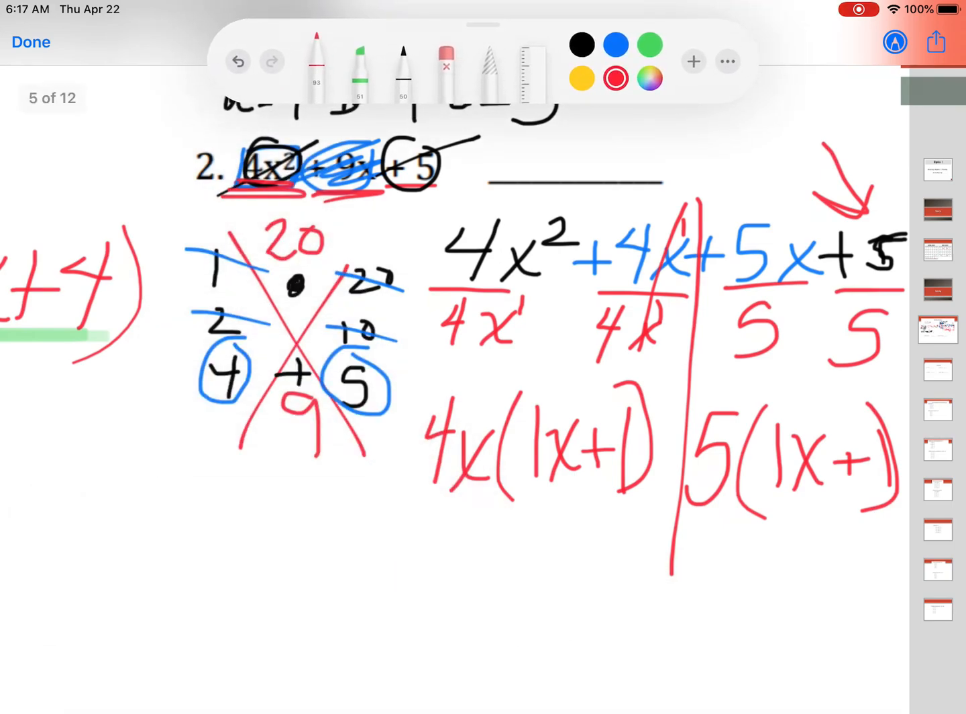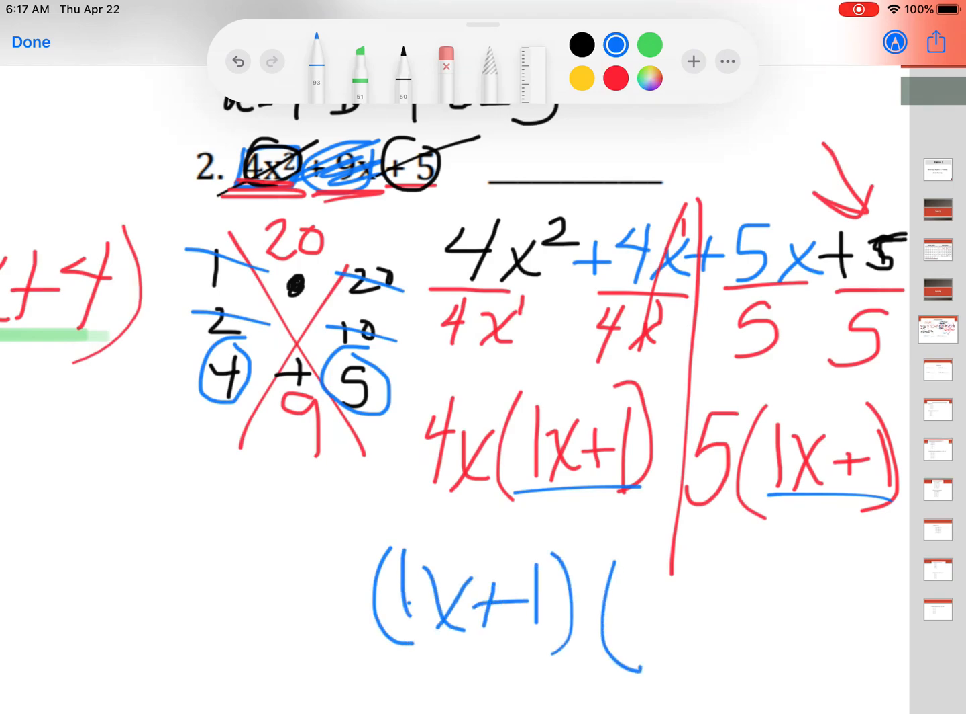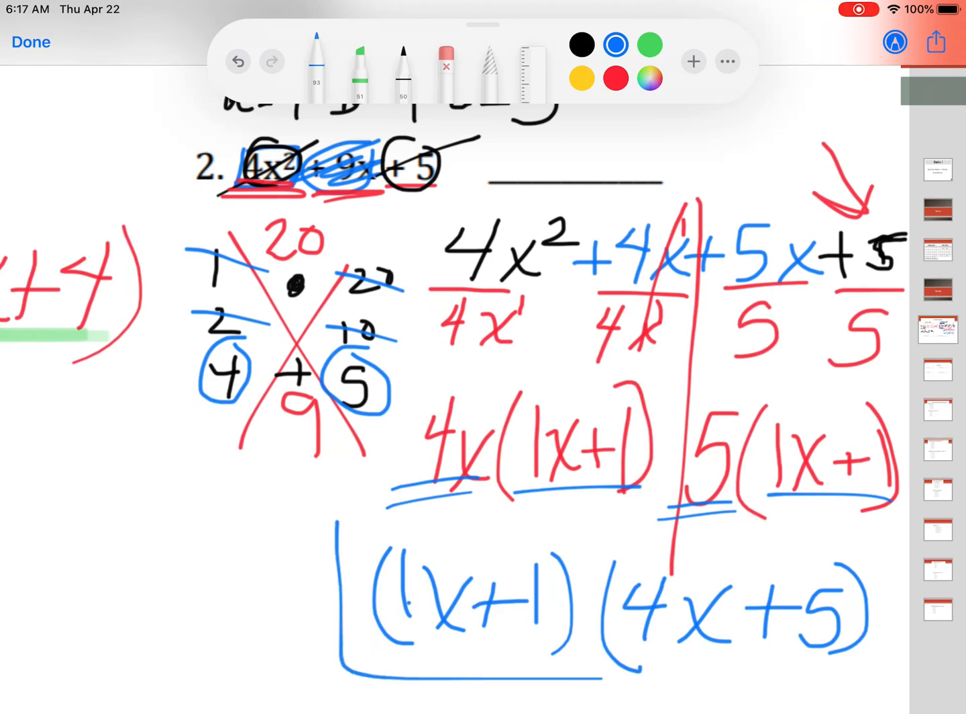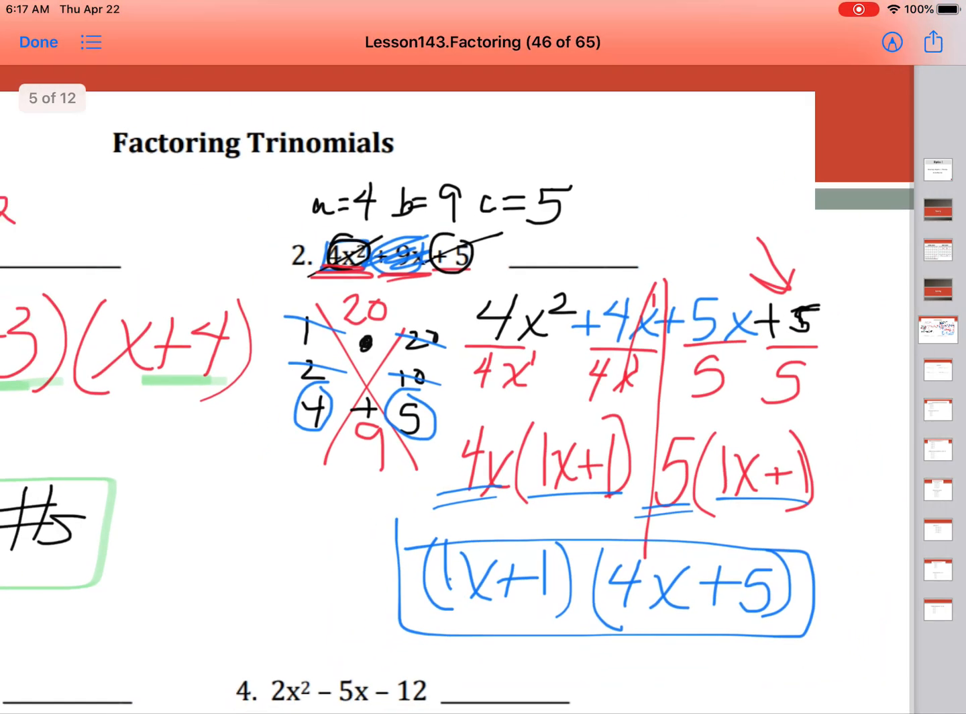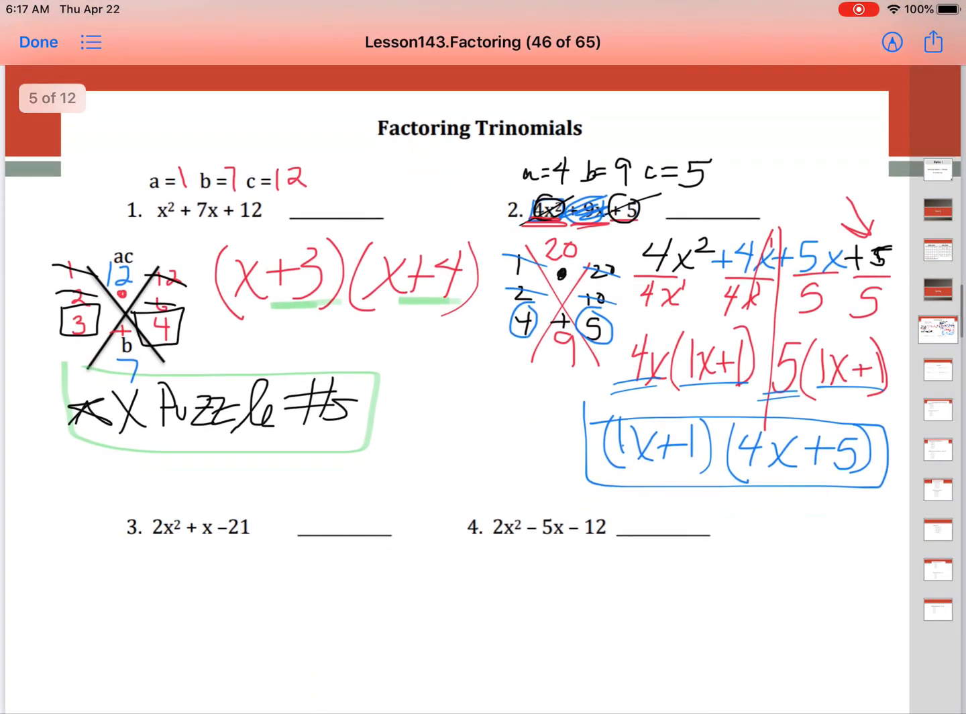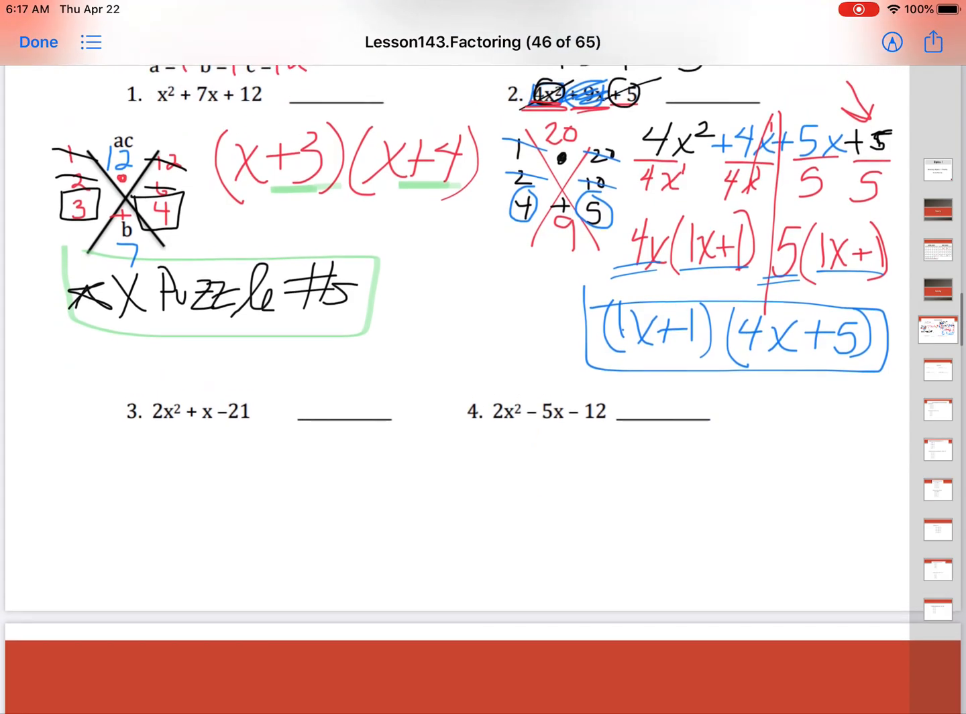So now when you factor both pieces, these are going to match. My final answer is they both have a 1x plus 1, so I can take that out. And then my front numbers are 4x plus 5. Easy. And this is your final answer. So let's do that one more time together, and then you can try number 4 on your own.